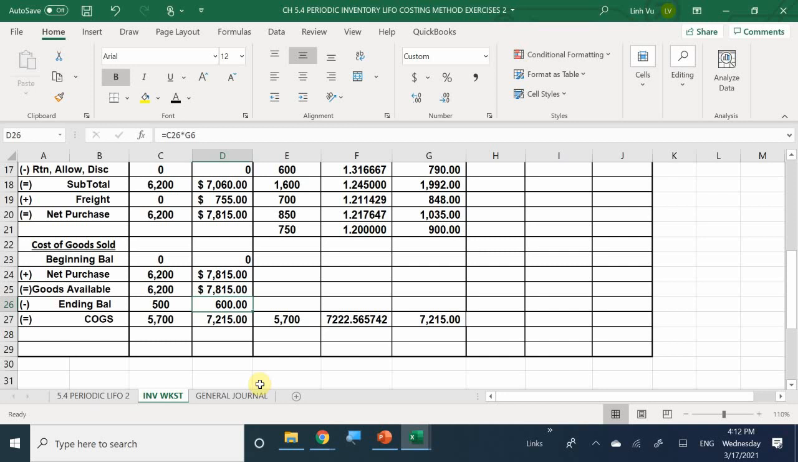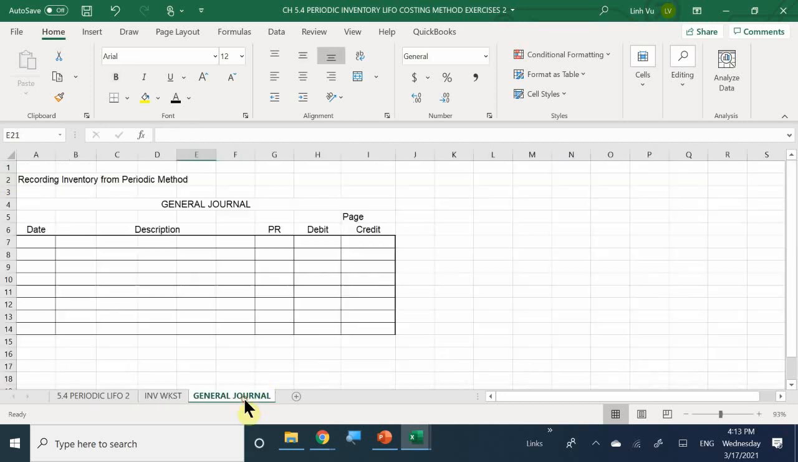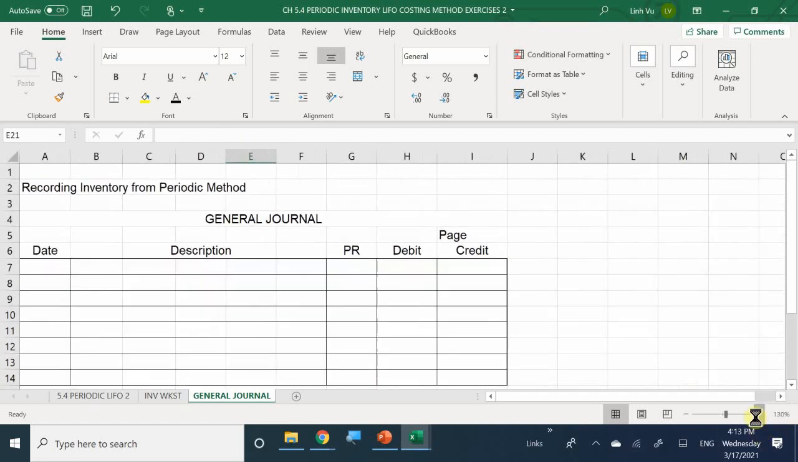Any questions so far? Crickets. Okay, so I'm assuming that's a no. So if it's a no, then let's wrap up this section by completing the journal entry here. I'm going to blow it up a little bigger so you guys can see.